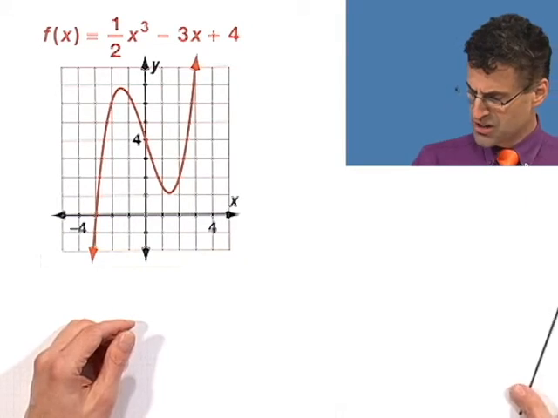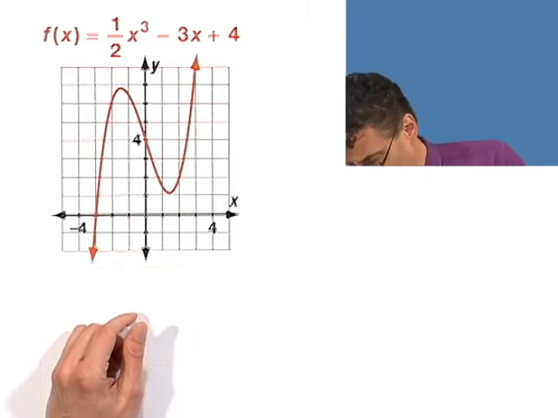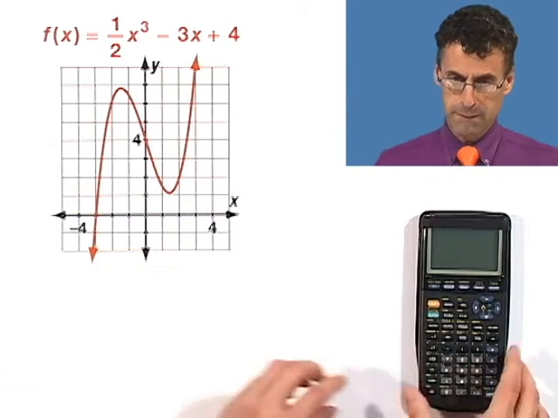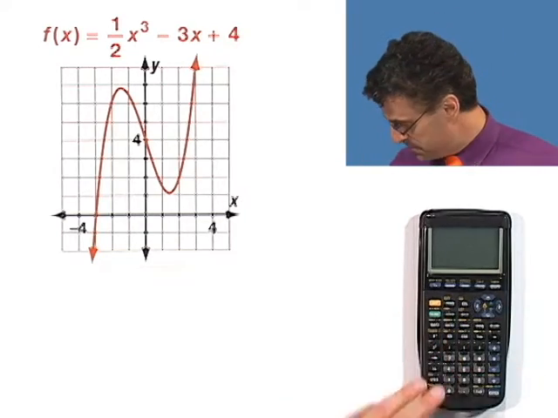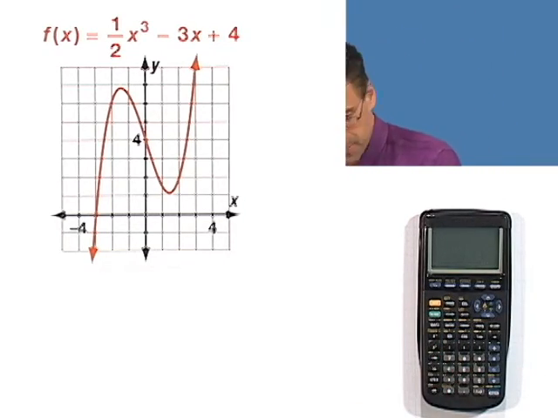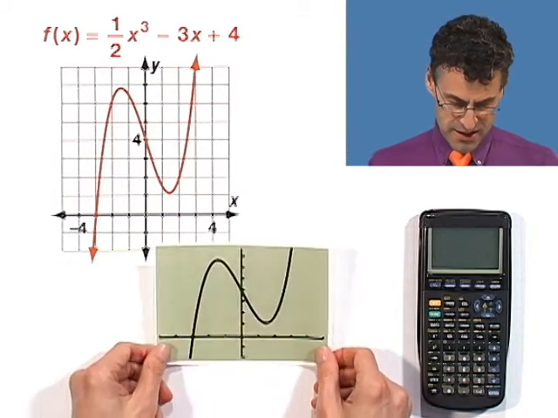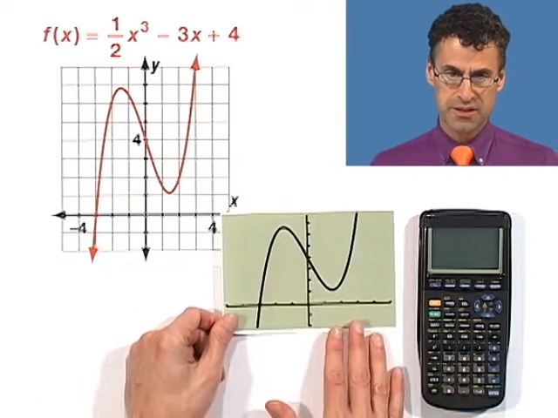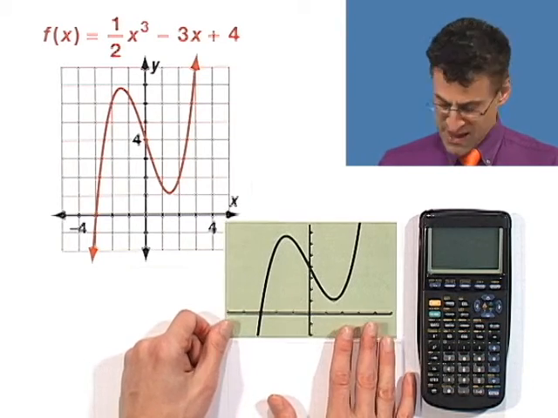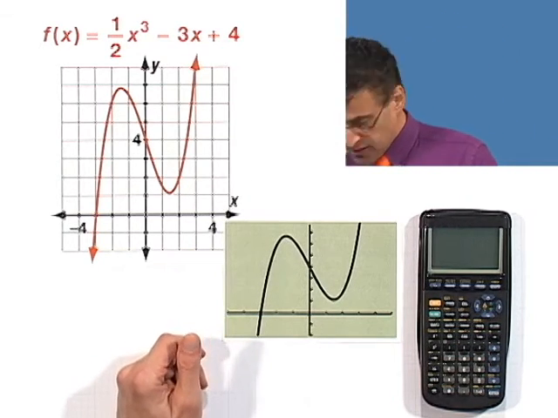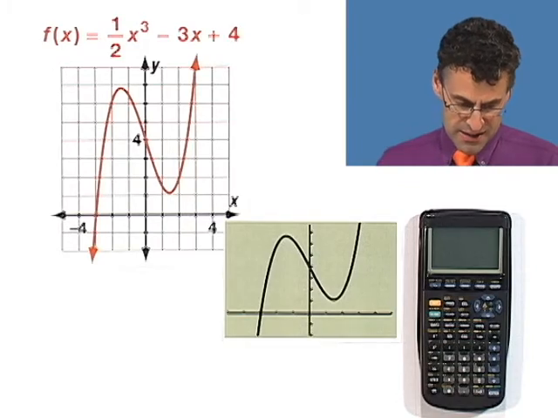You can actually do this, by the way, using a graphing calculator. And what you can do is, first of all, type this function into the graphing calculator, and you'd actually get a graph. This is what it would look like. You can't see the screen here, but that's what it would look like if you graphed it. And then you could just pick some values nearby and see what the value is.